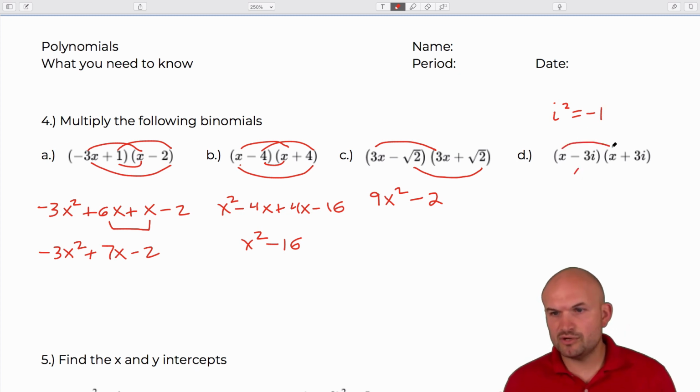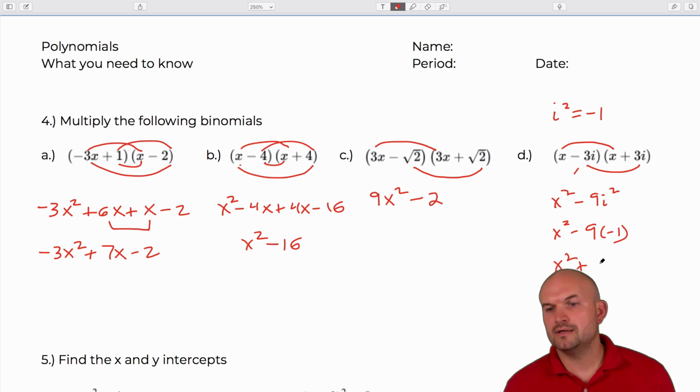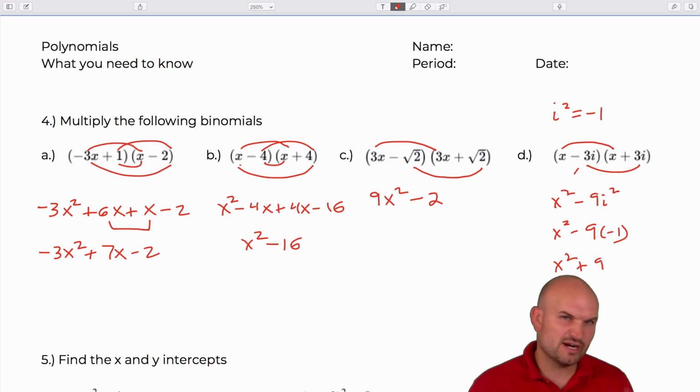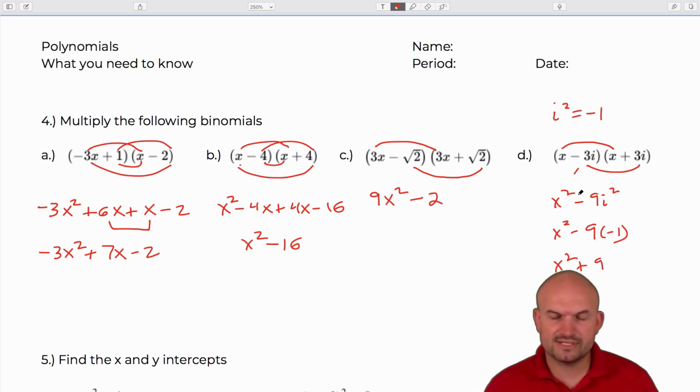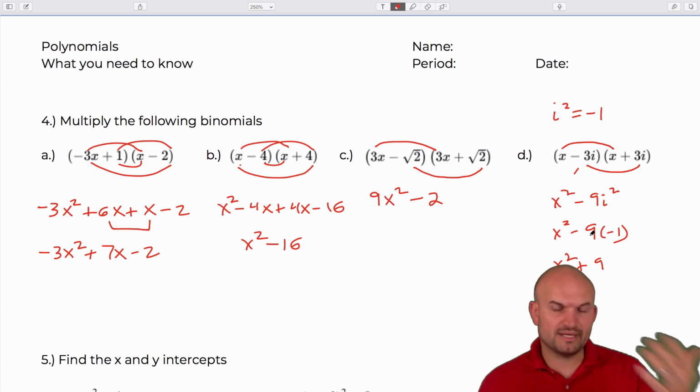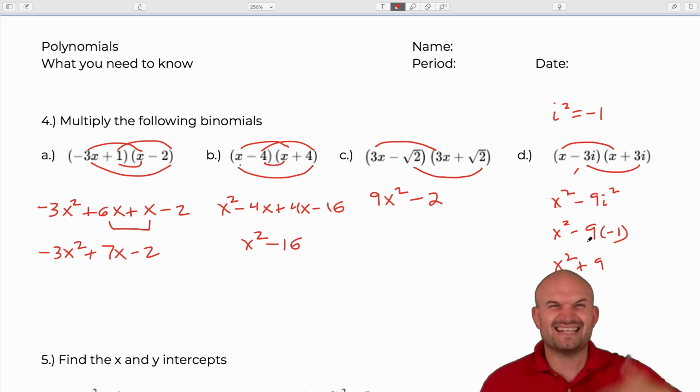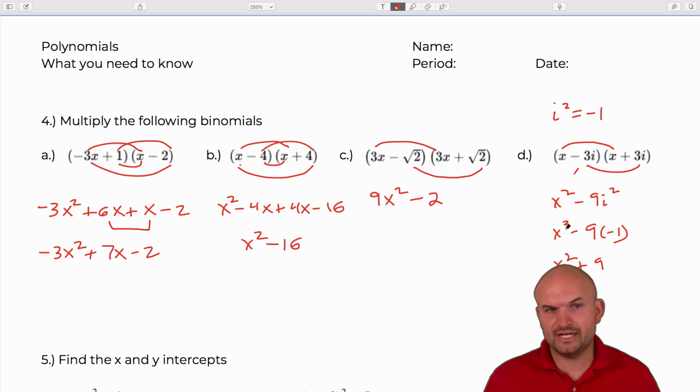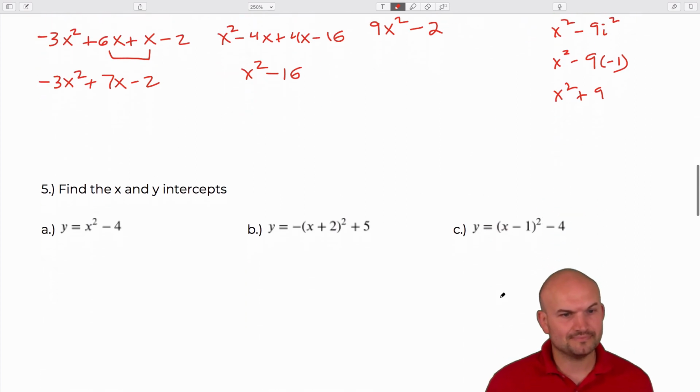So again, we're just going to multiply our first term and our last term. So x times x is x squared. Here we're going to have a negative 9 i squared. Well, remember that i squared is a negative 1. So therefore we get x squared plus 9. Okay, so that's very important. Hopefully you've already reviewed a little bit of your complex numbers, because that's something, again, that we will investigate here with our polynomials.